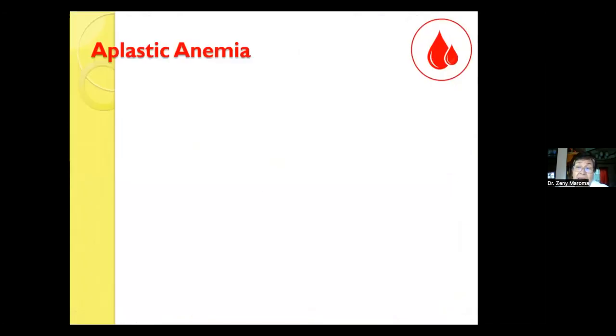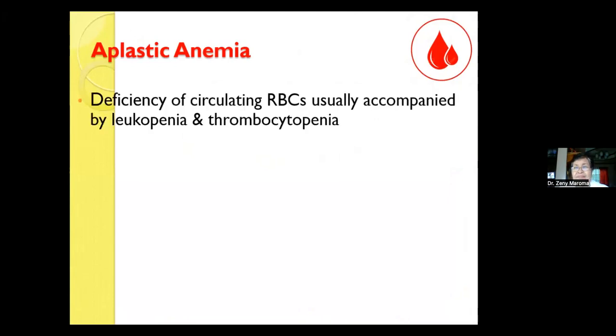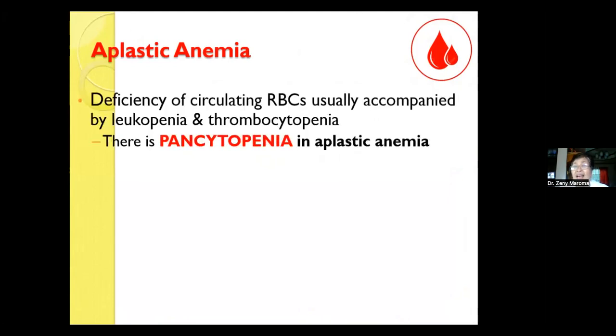Aplastic anemia. Aplastic anemia. Anong problema? Decrease RBC, decrease platelets, decrease WBC. Kasi ang problema natin ay bone marrow. What are those cells which grow in the bone marrow? Lahat na yan, no? RBC, WBC, platelets, kaya pancytopenia. Pancytopenia. All blood cells which grow in the bone marrow.